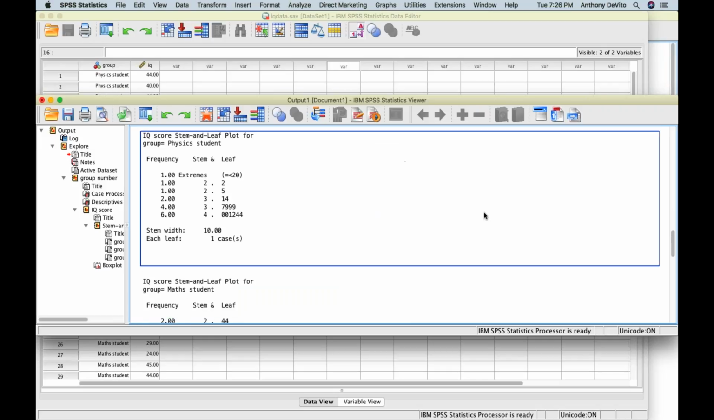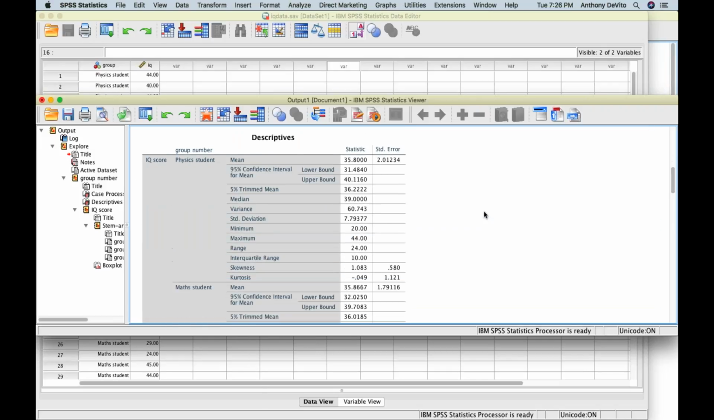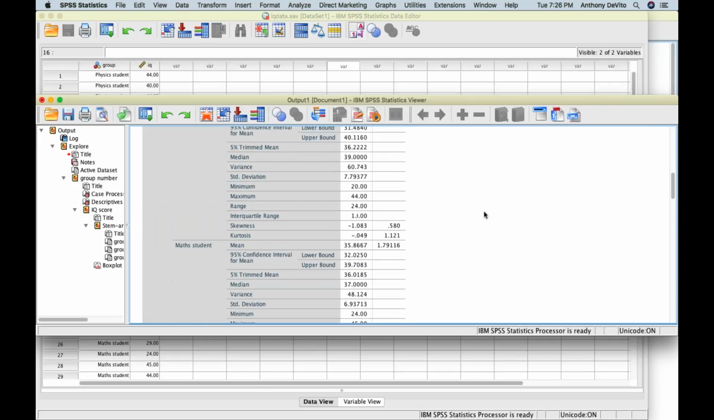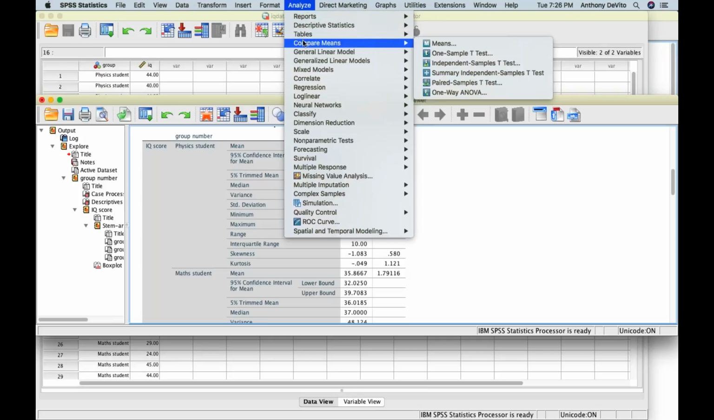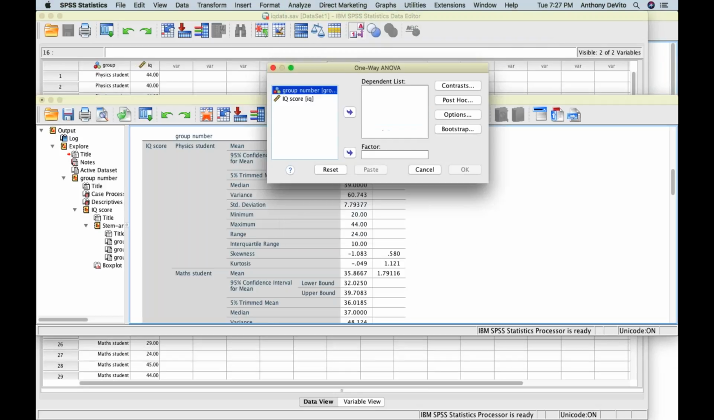So at any rate, I'm going to go ahead and do the analysis of variance to see if I can tell that there's a difference in the mean. I can already see that it's going to be tough to demonstrate a difference in the mean between math students and physics students because the means are so close together already. So I'm going to say Analyze, Compare Means, One-Way Analysis of Variance.